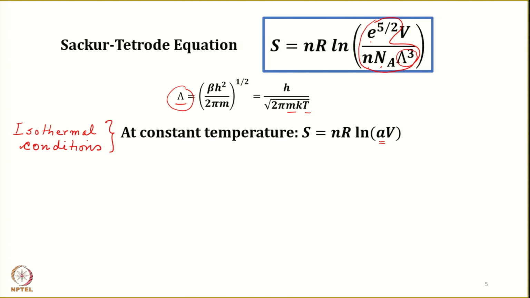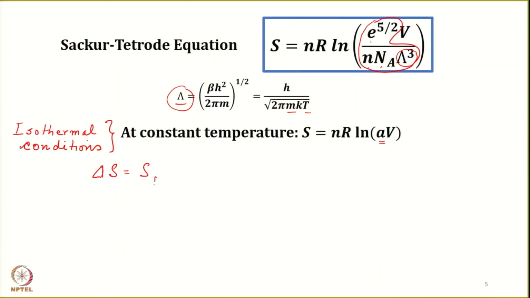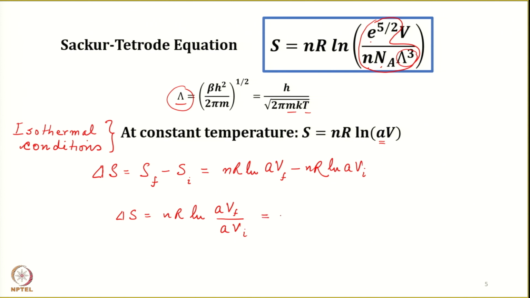Now, you consider a gas and let that gas expand under isothermal conditions. Okay. If we are considering isothermal conditions, I can use this formula. Let us say expansion takes place from Vi to Vf, then your delta S is S final minus S initial. What it will be? It will be nR log A V final minus nR log A V initial, which now I can write as delta S is equal to nR log A Vf over A Vi is equal to nR log V final over V initial.